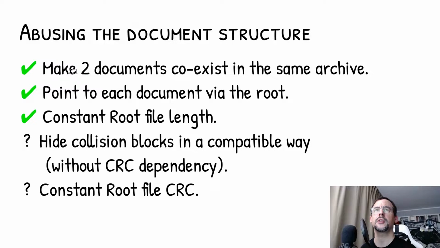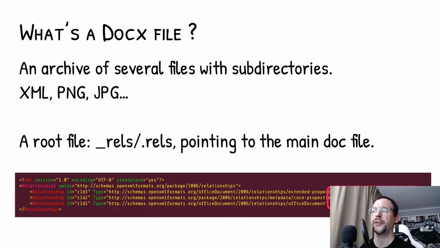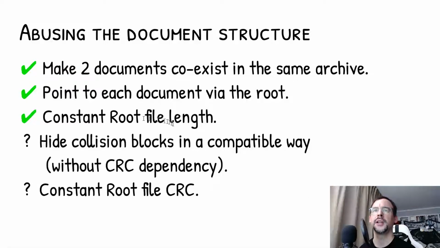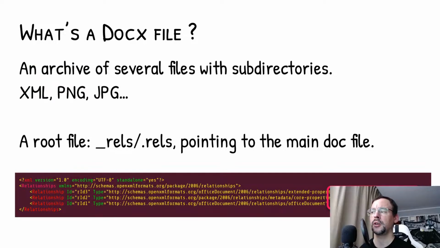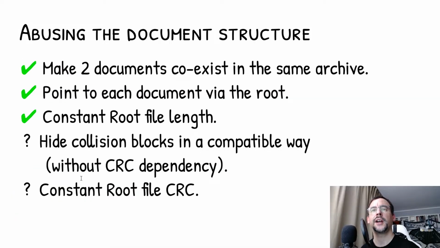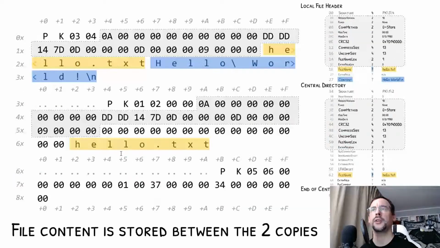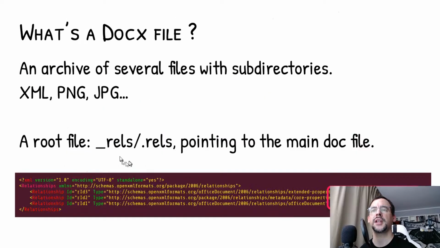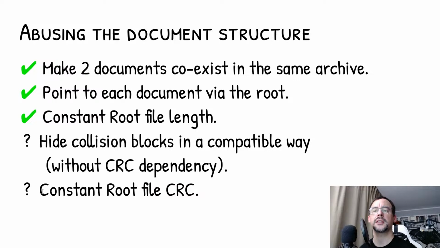So can we make two documents coexist in the same archive and point to them under different directories? Yes. You point to each document via the root. If it's Word 1 and Word 2 or document, then the root file, the relationships file, has a constant length. Now the problem is that if we change the content, we need collision blocks, and we need to hide them properly in the zip. And the problem we saw is that whatever you hide in the zip, there will be a CRC of the content before. So here it's the first copy of the CRC and the second copy of the CRC around the data. So even if you had collision blocks here, you would have the problem of the CRCs changing. And even if you change the content of the file, you need the CRC to be constant.